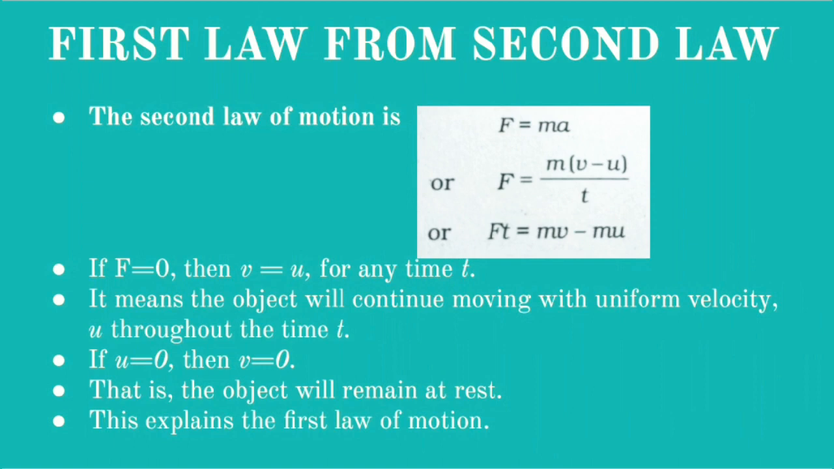Now, in this equation, if we consider the value of F to be 0, then both the initial and final velocities v and u will be the same for any time t seconds. That means if u equal to 0, then v equal to 0. That is, an object at rest will continue at rest, or an object in motion will continue in motion unless an unbalanced force is applied. And this is the first law of motion.